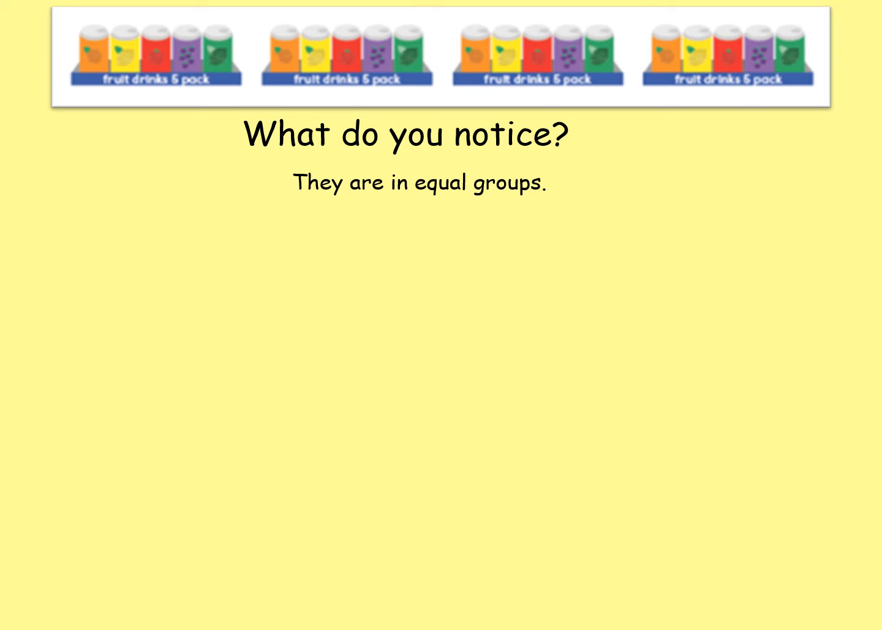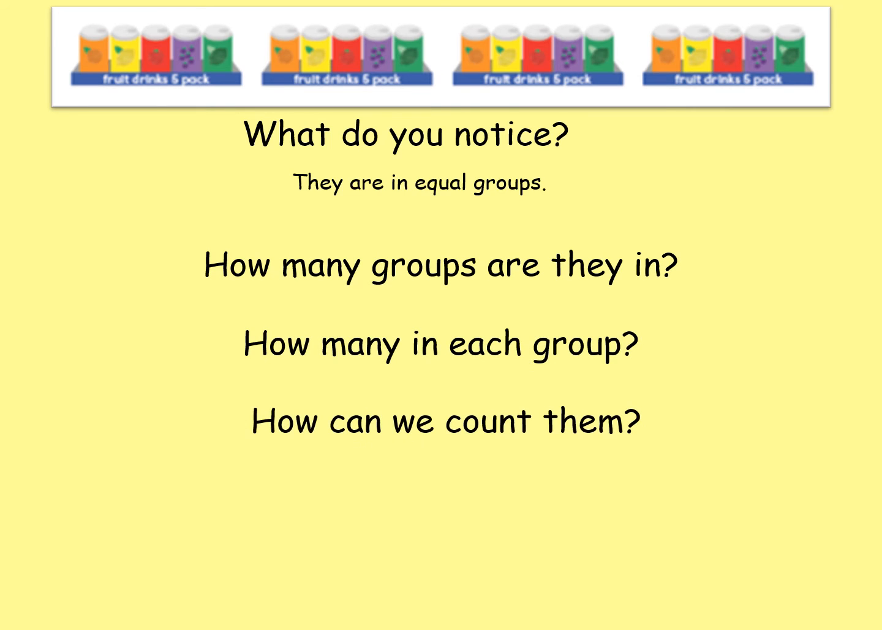Yes, they are in equal groups. There's 1, 2, 3, 4 groups, and each group has 1, 2, 3, 4, 5. Fantastic. So there are 4 equal groups, and they have 5 drinks in each. Now, I would like to know how many fruit drinks I have all together.